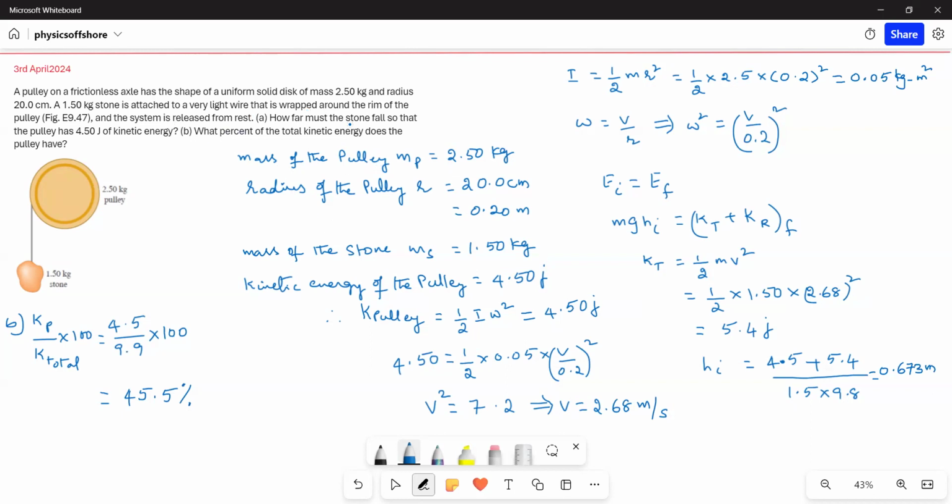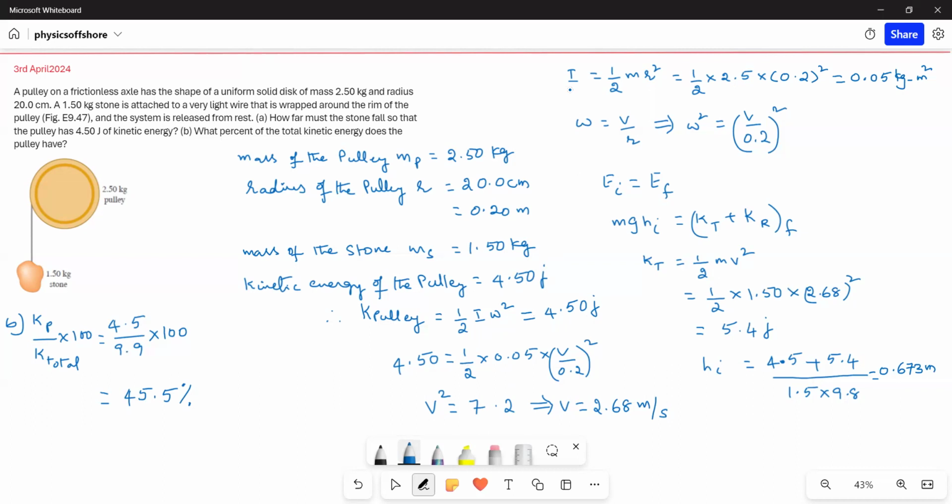And here in this data they gave the kinetic energy of the pulley as 4.5 joules. How to find the kinetic energy of the pulley? Because the pulley is rotating, it has rotational energy. So the kinetic energy of the pulley is rotational. Therefore, rotational kinetic energy is half I omega squared, which is equal to 4.5 joules given to us. Therefore, 4.5 joules is equal to half into I.